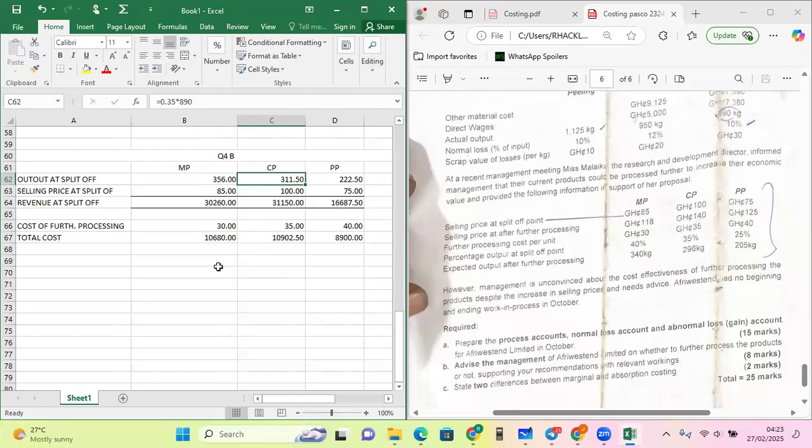This is the cost. So now let's compute the revenue after we process it. First, let's look at the output after processing. Output after processing for this one is 340. I'm typing them from here. 340. Next one is 298. The next one here is 200.